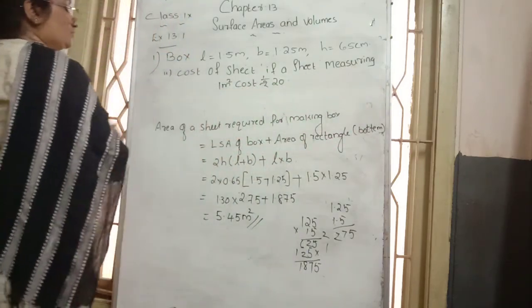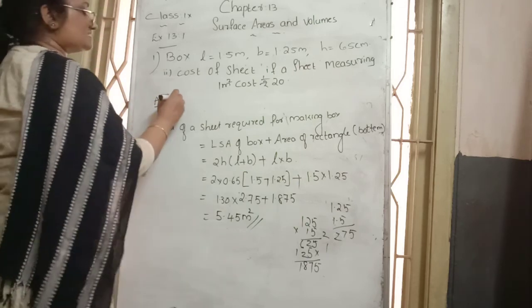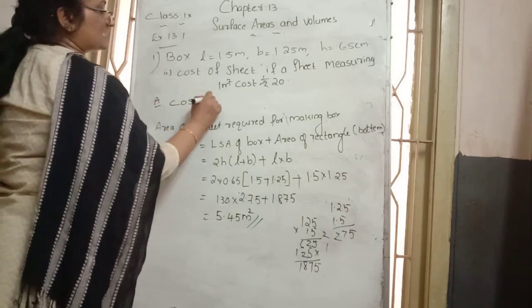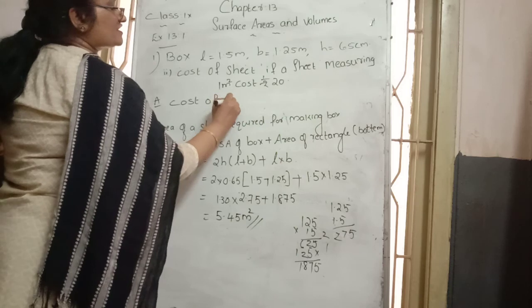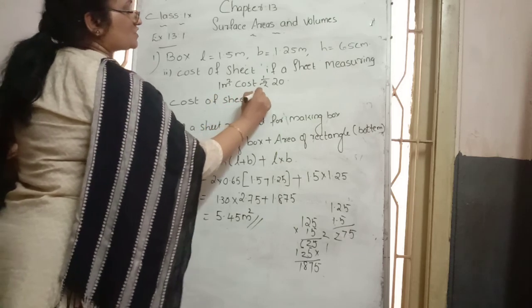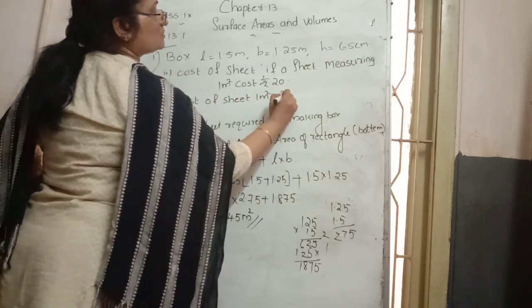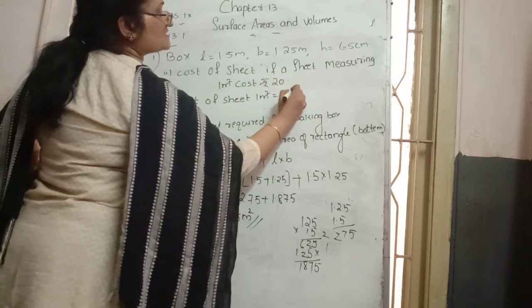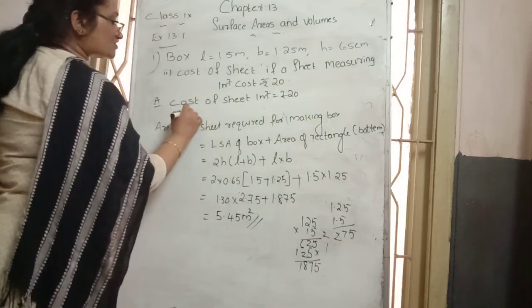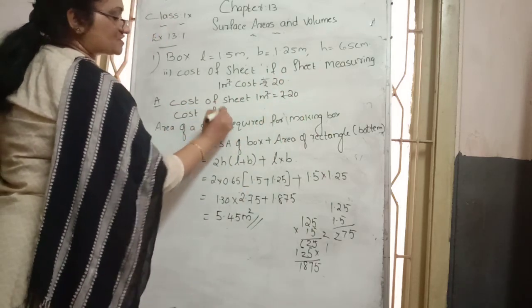So what do we want to do? How to find out that second part answer? First step we can write: cost of a sheet. 1 meter square sheet, how much cost, how many rupees? Rupees 20. Then cost of our area, how much sheet area becomes?